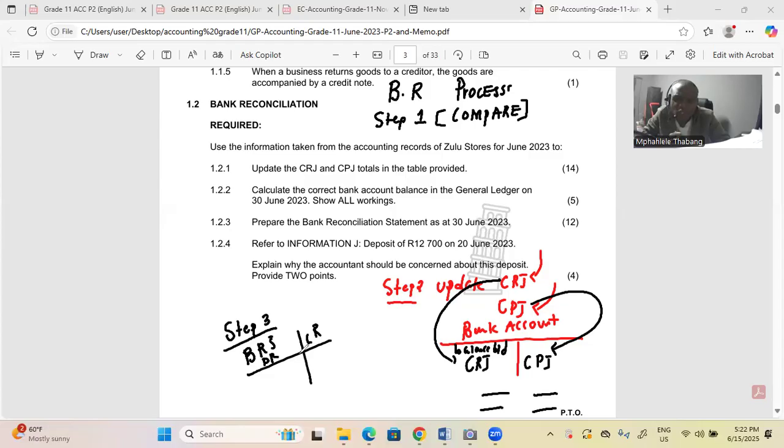Step 2 and step 3, it's what you will have to do in the exam. Step 1, we will do it for you. We will give you the information after comparing, or the difference that appears after we compare. So you have to update your CRJ, you have to update your CPJ, you have to calculate the correct bank account balance. Then you prepare your bank reconciliation statement, which is the last step of the bank reconciliation process.